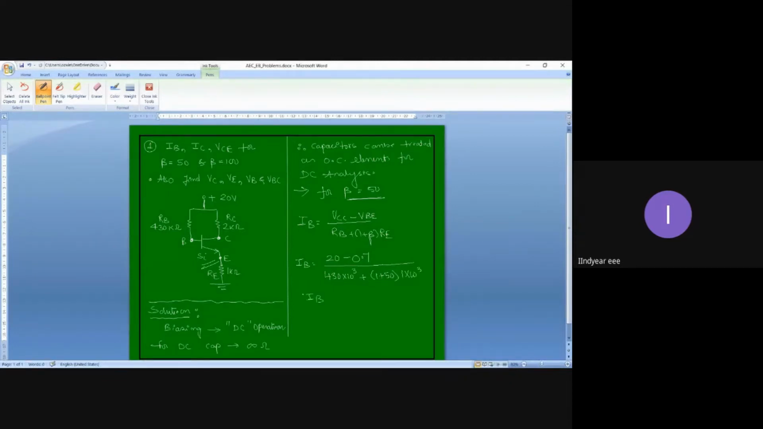So let me call this IB1, because I'm taking beta as beta 1. And IB1 is equal to how much will you get? Did anyone calculate? You get roughly about 40 microamperes. Can anyone confirm? 40.1 microamperes. Is it correct?